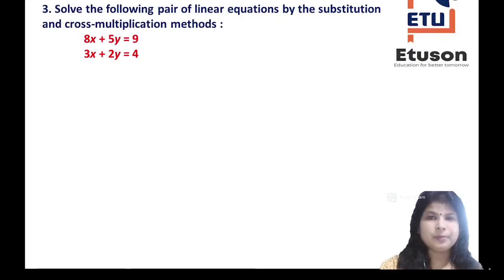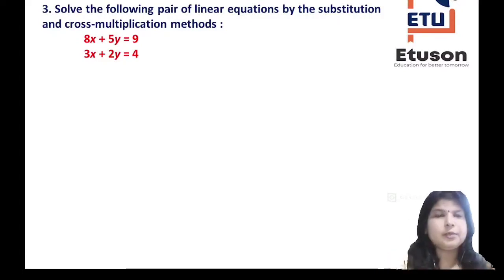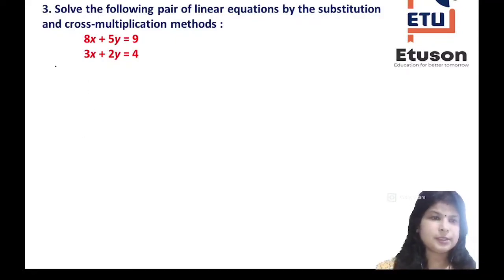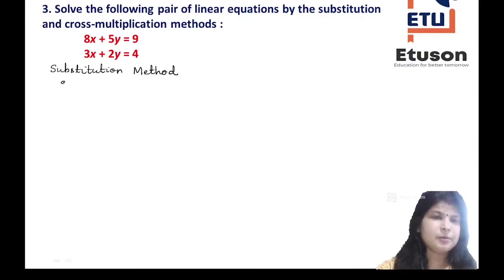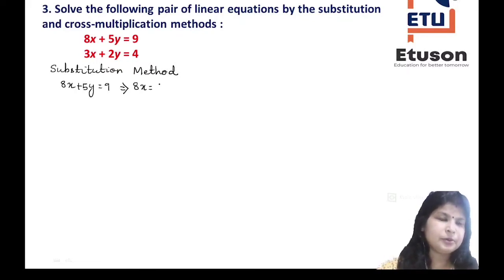Solve the following pair of linear equations by the substitution and cross multiplication method. So you have to solve it in both ways. First let us do it by the substitution method. What are the pair of linear equations you have? You have 8x plus 5y is equal to 9, right? So I can write it as 8x is equal to 9 minus 5y, correct or not?